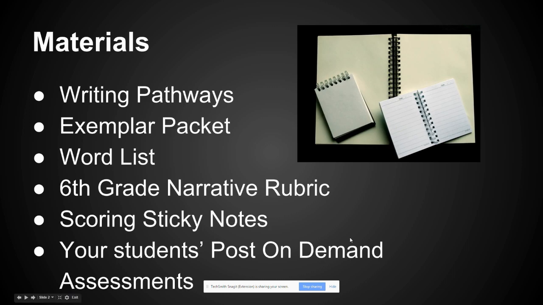Before we get started, let's talk about the materials we'll need today. We'll need a copy of Writing Pathways, which is in your curriculum bundle from Lucy Calkins. And then we'll also need some materials that you should have gotten from your instructional coach, including the exemplar packet, a word list, your 6th grade narrative rubric, scoring sticky notes, and then finally, you'll need your students' post-on-demand assessments as well. So if you'd like to pause the video to get those materials ready now, please do so.